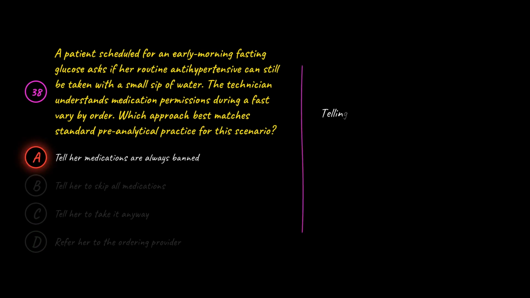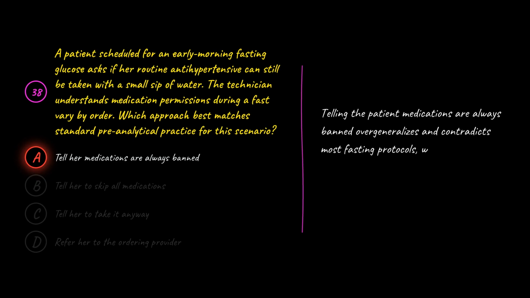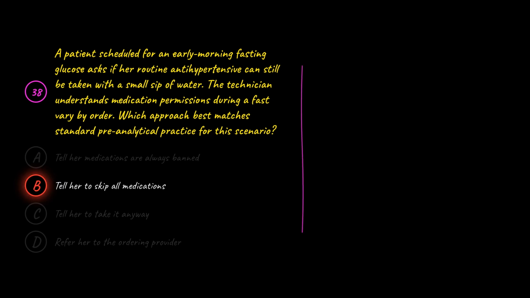A is wrong because telling the patient medications are always banned over generalizes and contradicts most fasting protocols, which permit routine medications unless specifically held. Categorical denial could harm a patient whose antihypertensive should continue right up to the draw window. B is wrong because telling the patient to skip all medication steps outside phlebotomy scope and risk clinical harm.